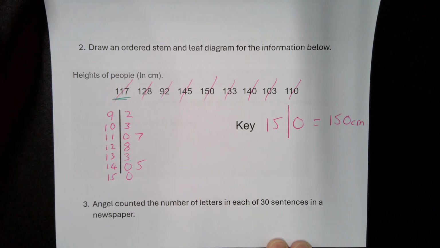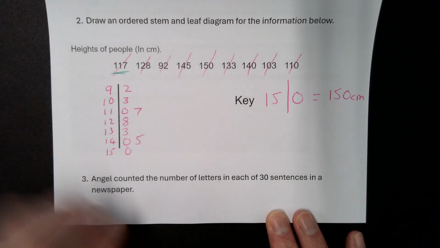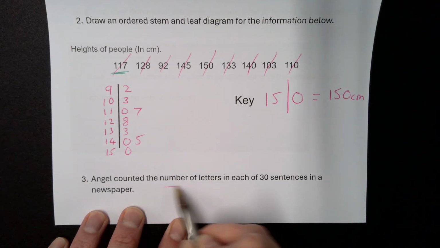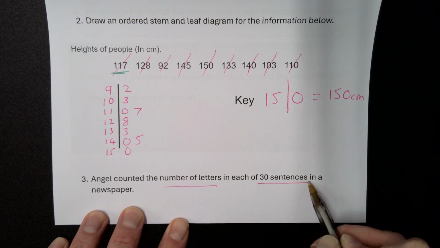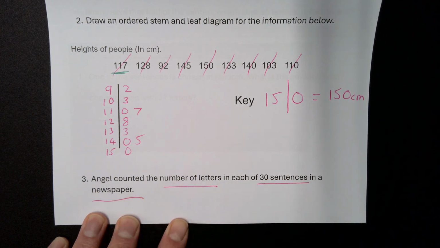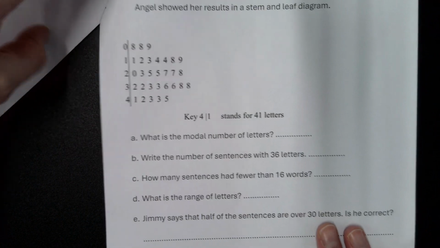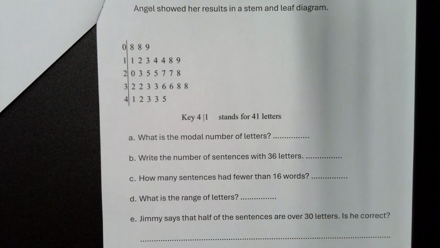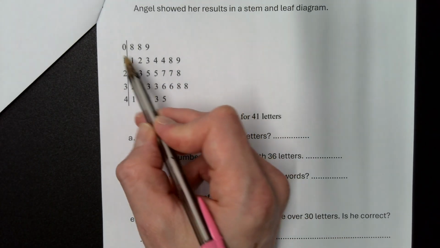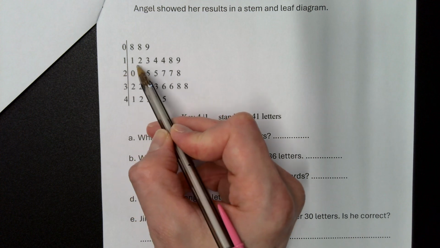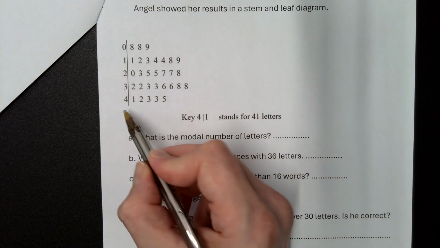Alright, so question 3 onto the next page. Angel counted the number of letters in each of 30 sentences in a newspaper. Let's show that on the stem and leaf diagram on the next page. So you can see we've got 8 letters, 8 again, 9, 11, 12 and so on, up to 45 letters.